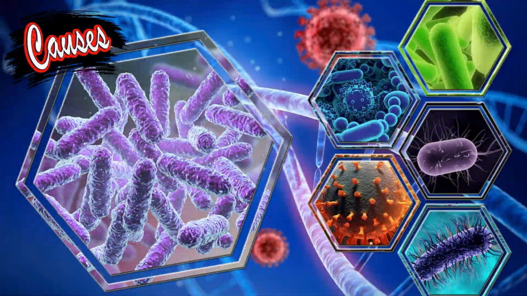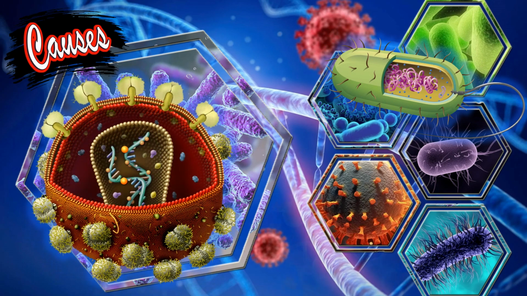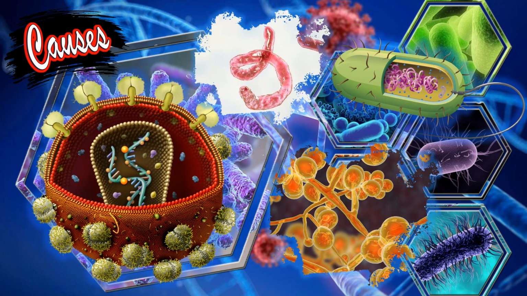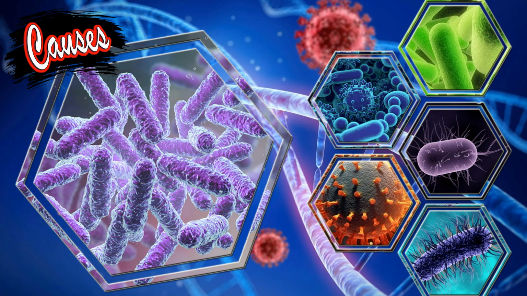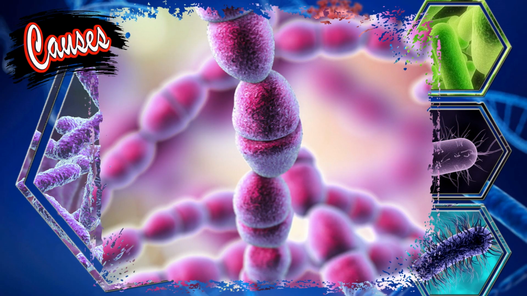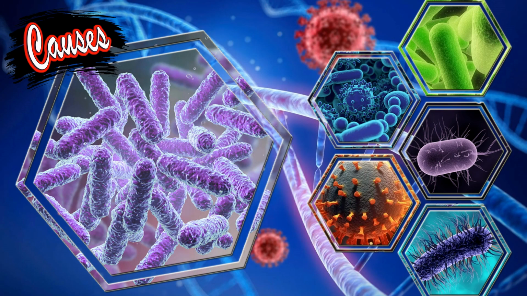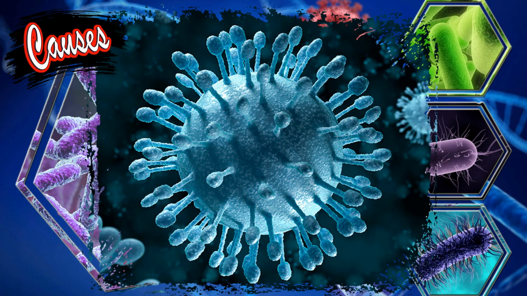Various microorganisms, such as bacteria, viruses, fungi, and parasites, have the potential to cause infectious diseases. Bacteria are one-cell organisms that cause many illnesses such as strep throat, urinary tract infections, and tuberculosis. Viruses are not true living organisms. They are smaller than bacteria, but they cause a multitude of diseases.